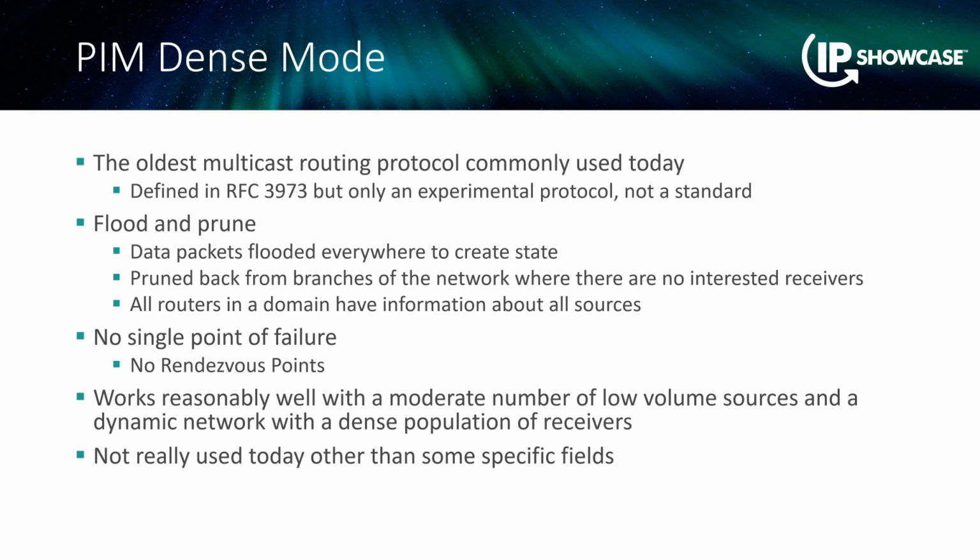So there's no single point of failure in dense mode. It's good in that sense where because it's flooding out to the whole network, it ends up taking the best path eventually. It works reasonably well when you have a moderate number of low bandwidth streams, but as soon as you have a large network with a lot of dense multicast, it's going to break down really quickly. Again, other than some very specific use cases, it's not really used today.